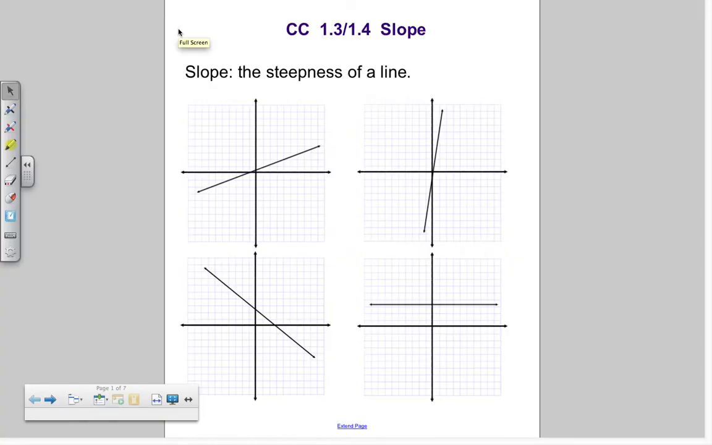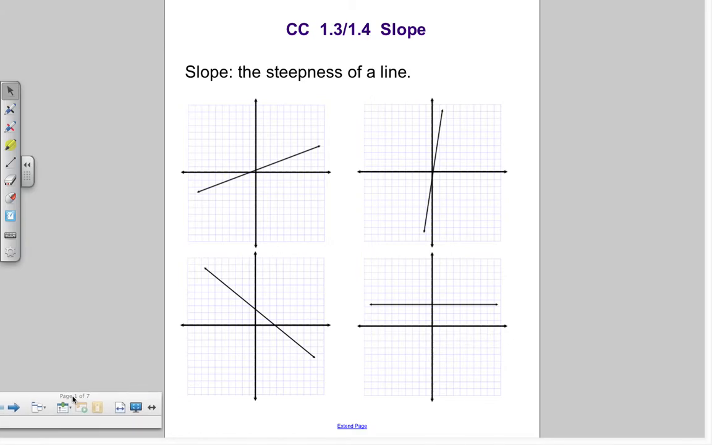1.3 and 1.4, I'm going to put these two together because they both are regarding slope. Slope is a really big and very important task when it comes to graphing, something that's very important to remember. So this one might go a little bit long, but the information in this is very important. So slope, what is slope?